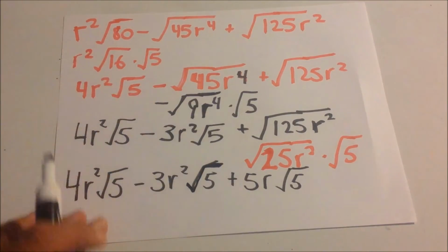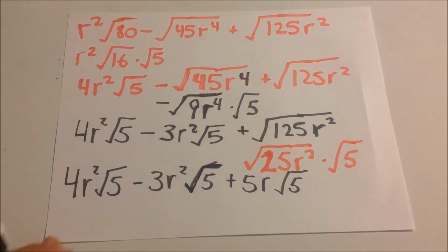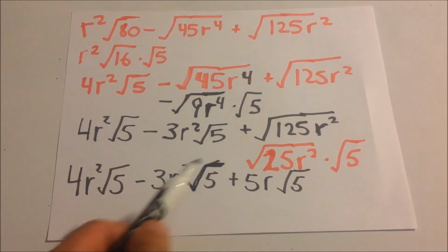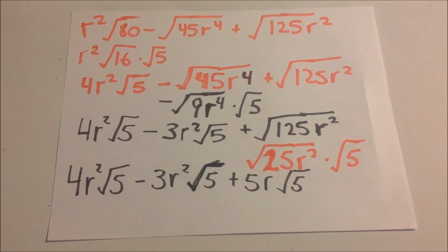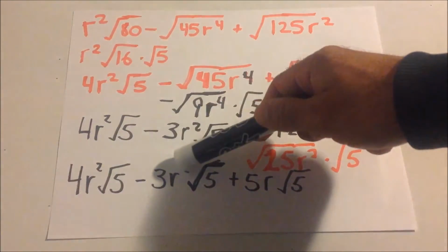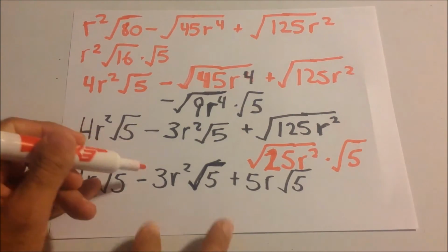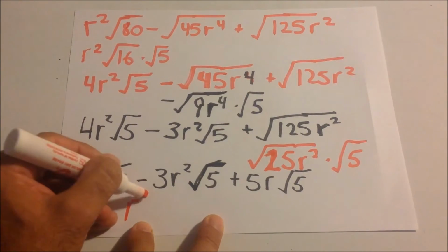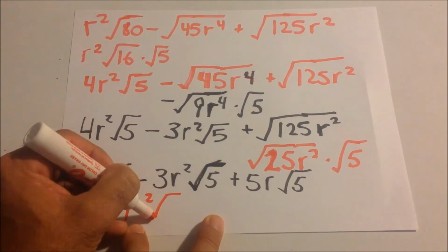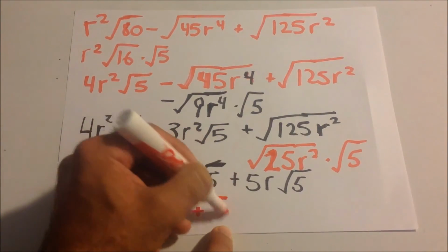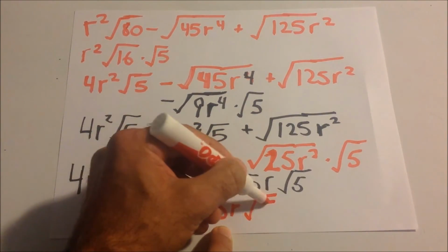Remember, we can combine like terms with variables, and we can combine like radicals. So they all have a square root of 5. So what do we do next? 4r squared minus 3r squared is just r squared. Let's use the red again. So here we're left with r squared square root of 5. And then we have 5r square root of 5.